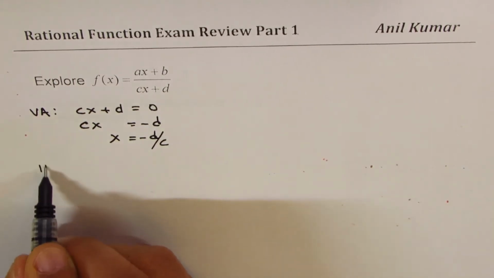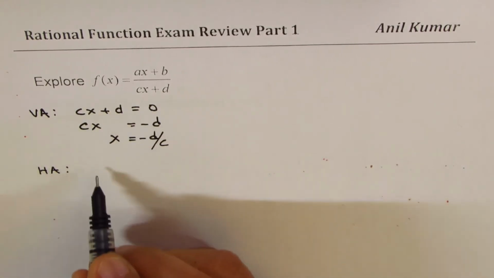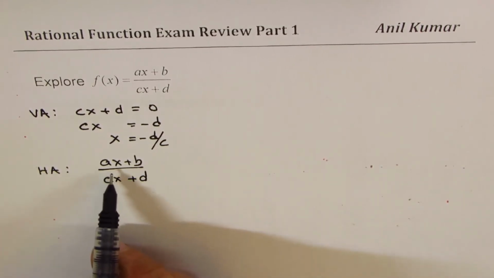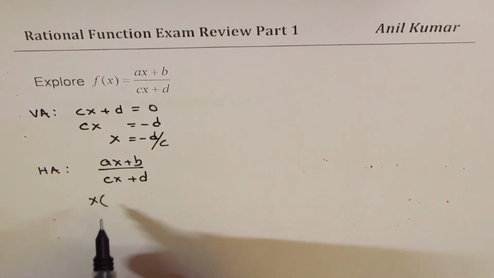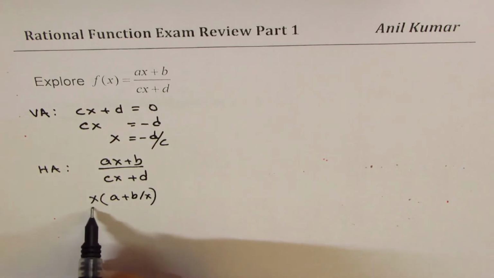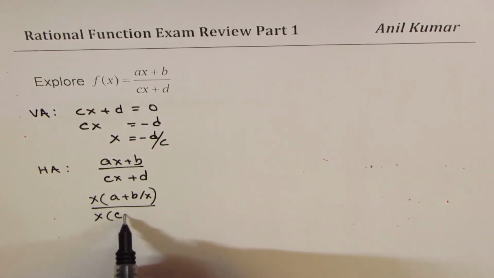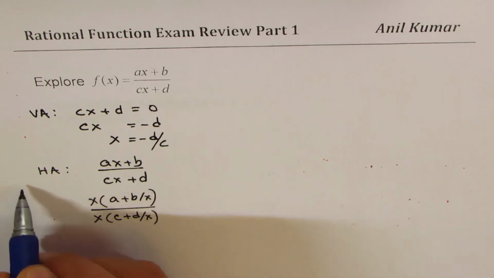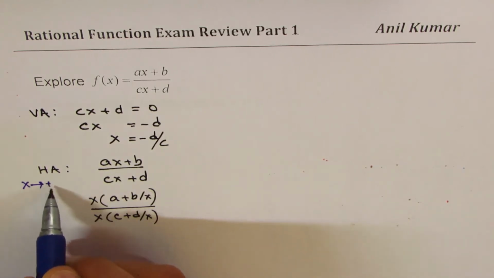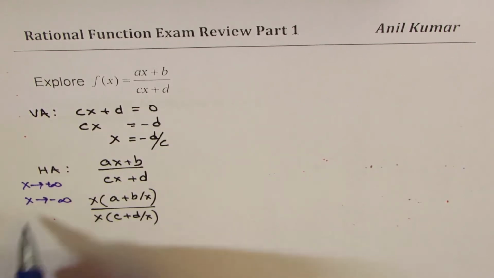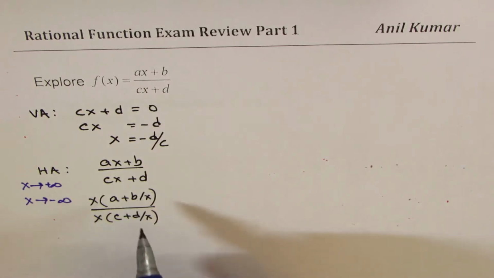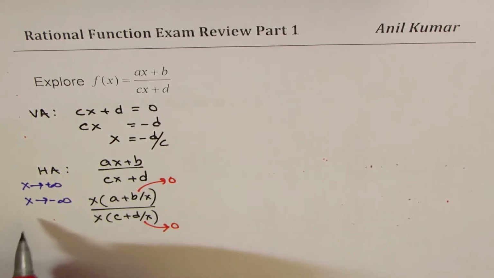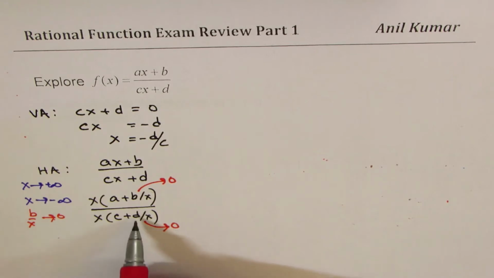Perfect. Now how do you find the horizontal asymptote? For the horizontal asymptote, we have ax plus b over cx plus d. We take x common. So if I take x common, I get a plus b over x, and here I get c plus d over x, correct? Now what is the horizontal asymptote? It is where the function approaches when x approaches positive infinity or negative infinity. So if x is very large, these two terms will approach 0. Then b over x approaches 0, same is the case with d over x.